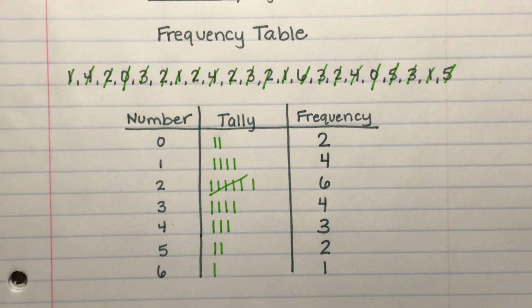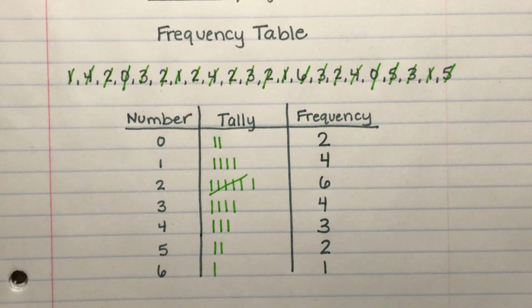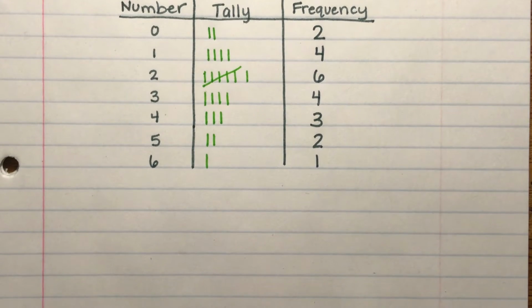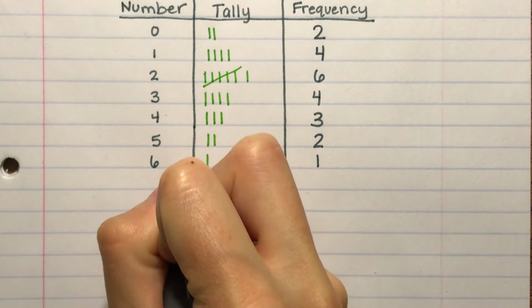Pretty easy. And again, like I said, it's just a way to organize your data so that you can use it to make other kinds of data displays. So that's exactly what we're going to do here. We've got it organized. Now what I'm going to show you guys is how to use this information to make what's called a dot plot.